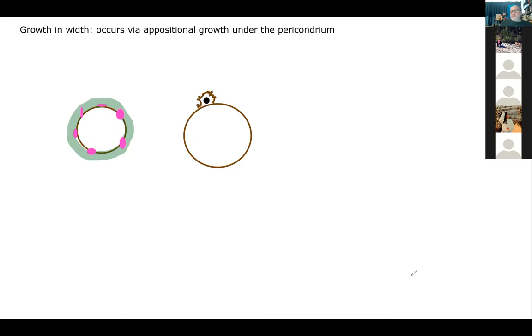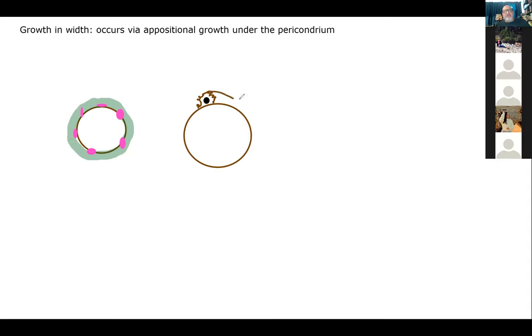Adipose tissues? I don't understand the reference. Cody? I think it was a joke, growing in width. Oh, got it. Okay, excellent.